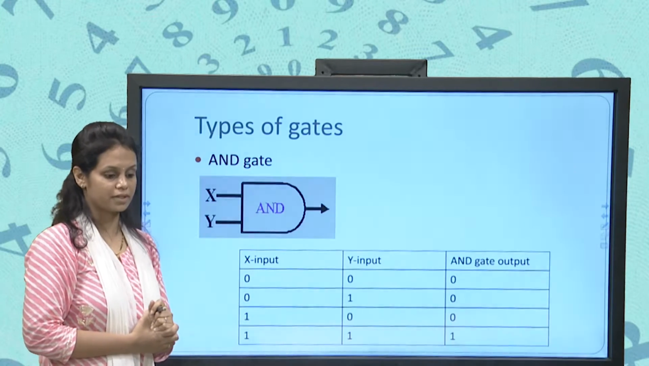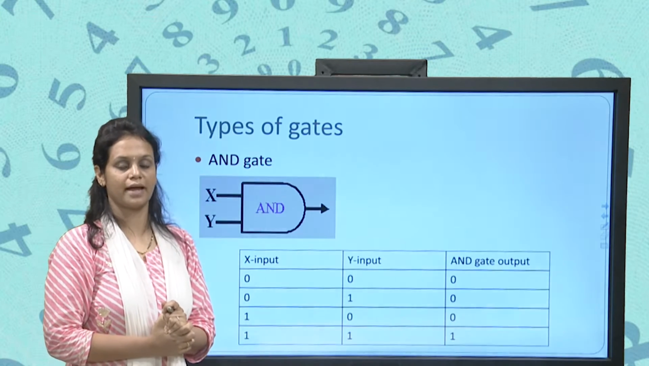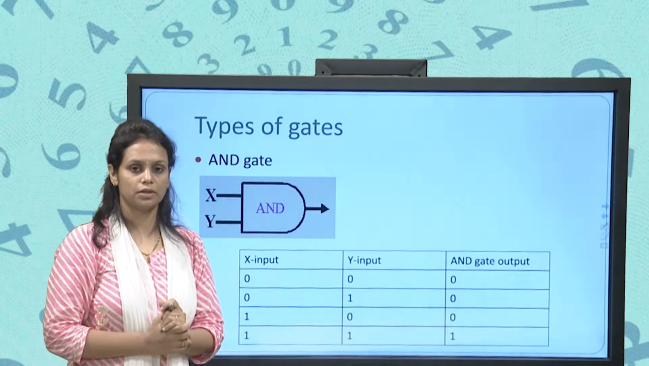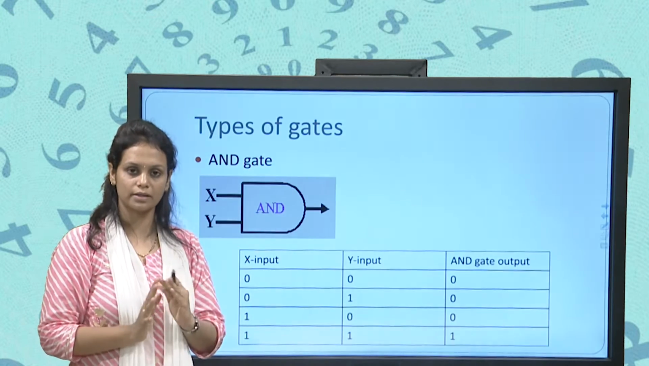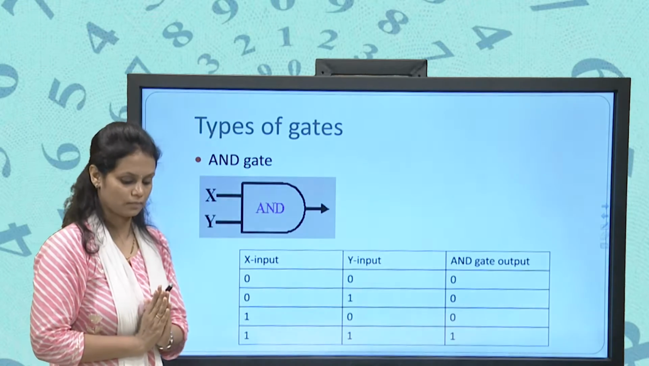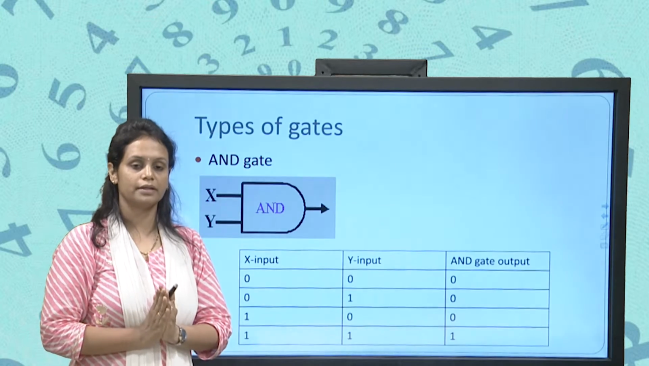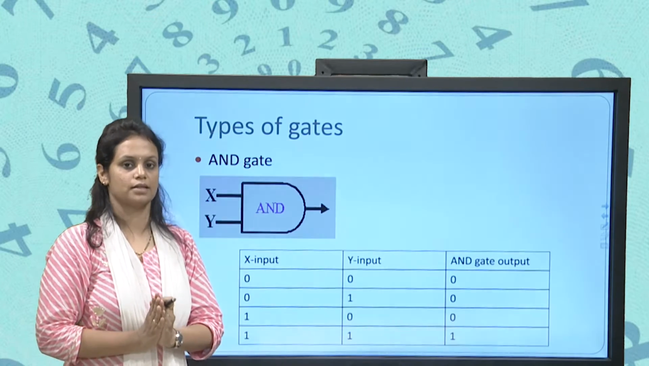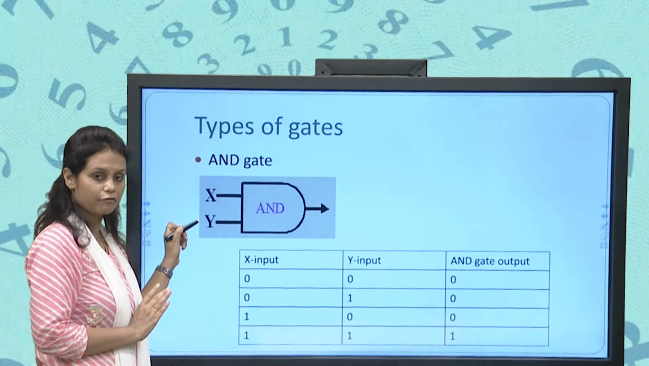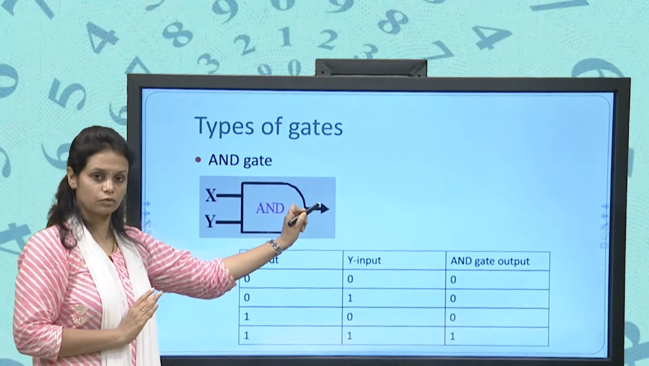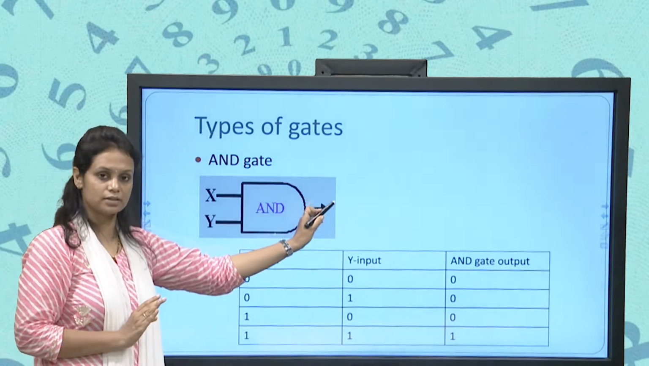What is the procedure behind the AND gate? If both the inputs are 1, then only the output is 1, otherwise in all the cases the output is 0. That means, if both x and y are 1, then only the output is 1.